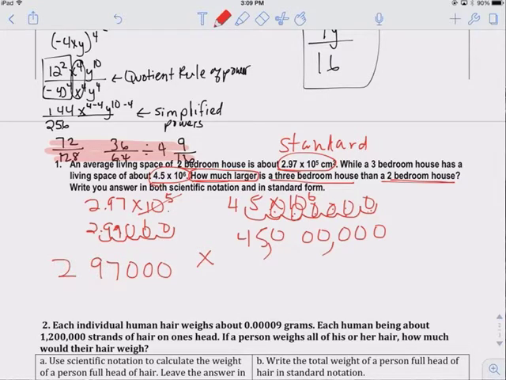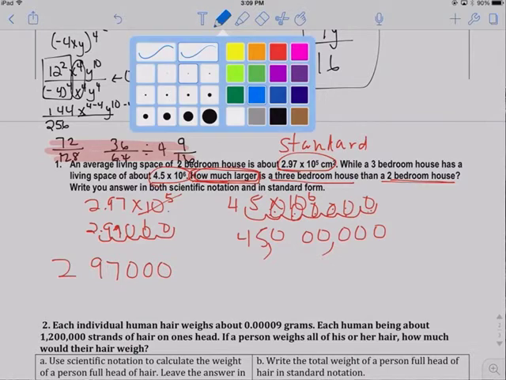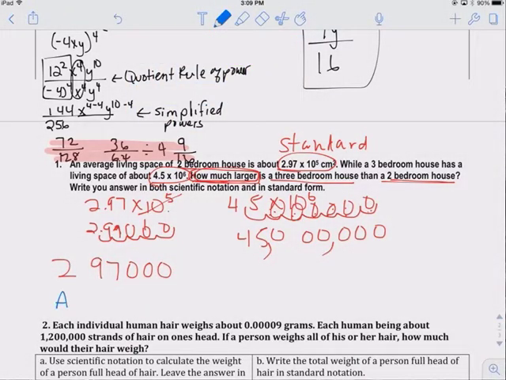Are we going to multiply, add, or subtract? We're going to subtract. We say how much larger, right? We want to see how much larger the three-bedroom house is. We have to turn it into standard form so then we can subtract. Why would you subtract? Yeah, to see how much larger it is.